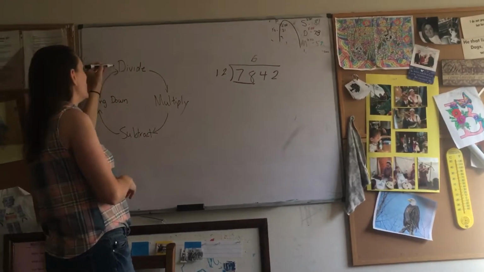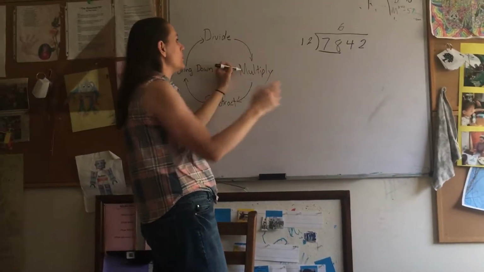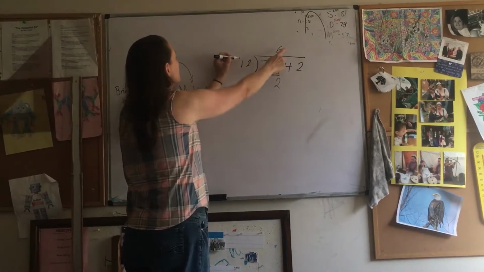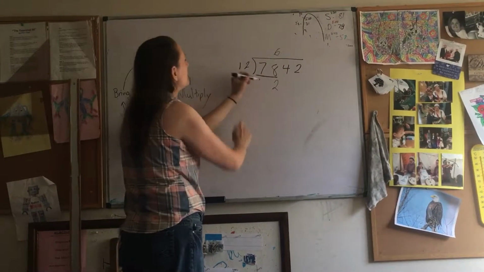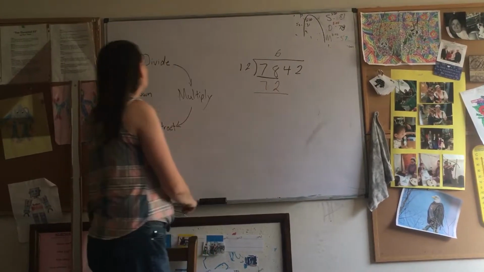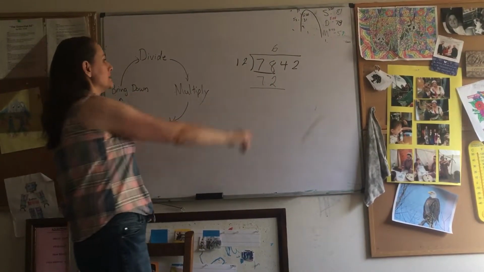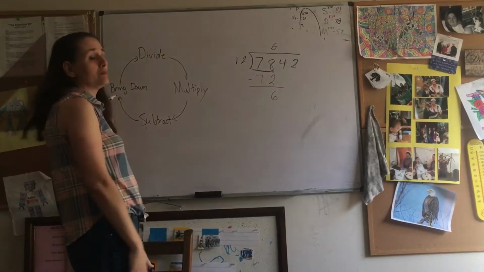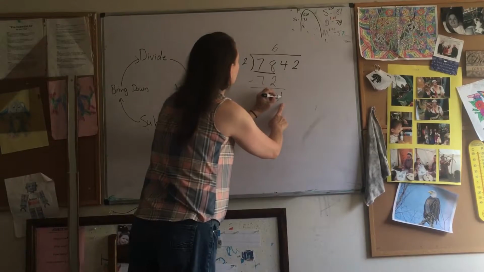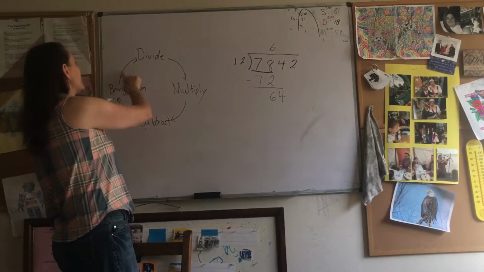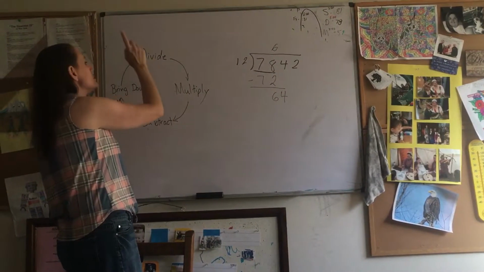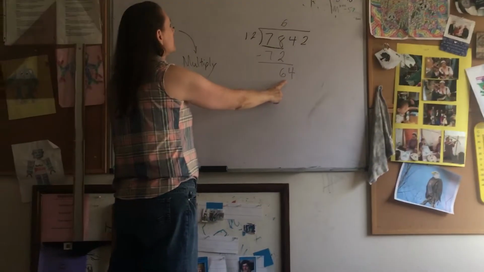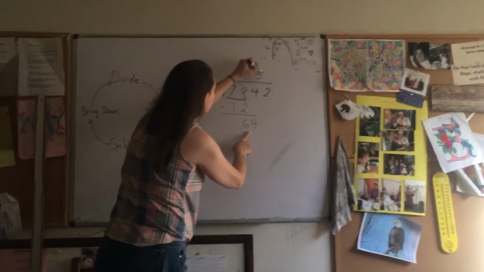That's our divide step. What do we do next? We multiply. 6 times 2, 12. 6 times 1, 6 plus 1, 7. 72. Next step, subtract. 78 minus 72 is 6. Next step, bring down. Bring down the 4. Then we're all the way back around. We haven't run out of numbers yet, so we're going to divide again. How many times does 12 go into 64? 12 goes into 64 5 times.